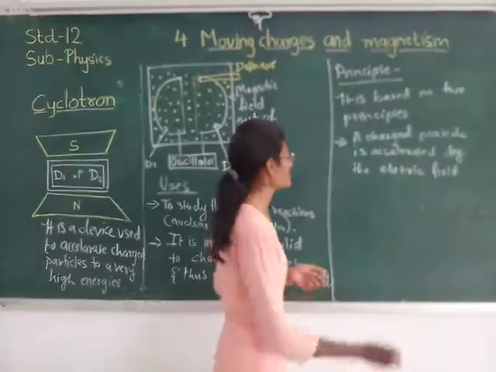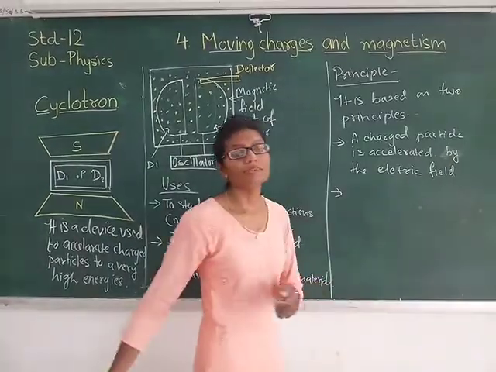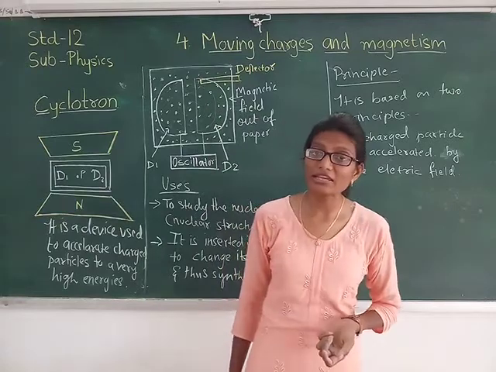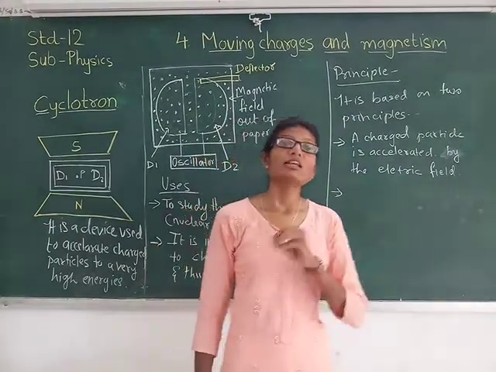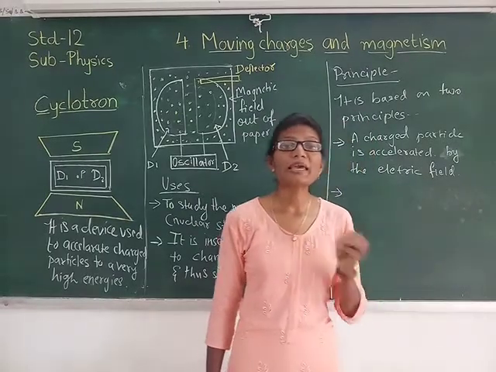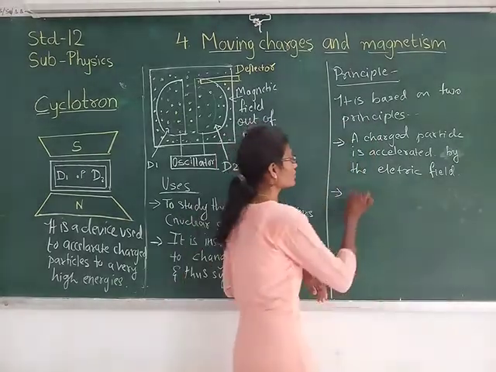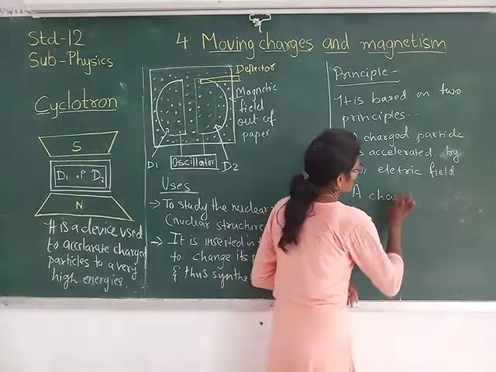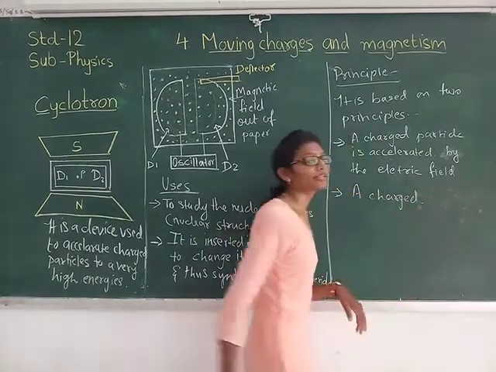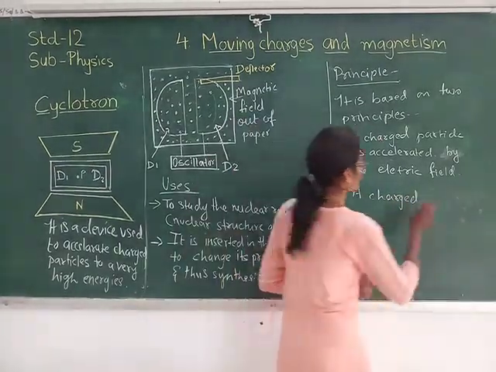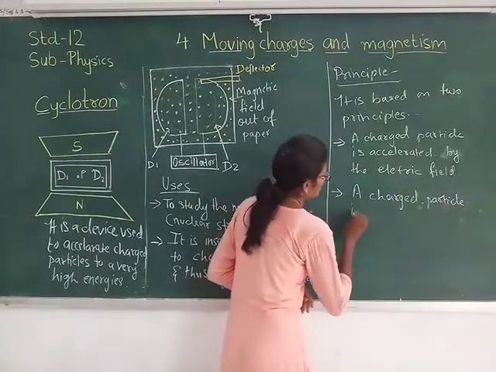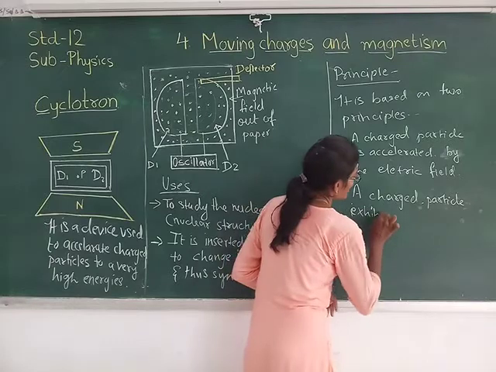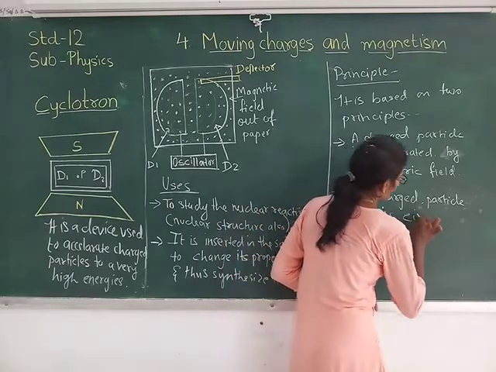If the charged particle remains in the electric field for several times, right, then it is accelerated to high energy. Another thing that here we are going to use the magnetic field. What happens when a moving charged particle is put in the magnetic field region? We know that a charged particle, when it is put in the magnetic field region, then it exhibits circular path.